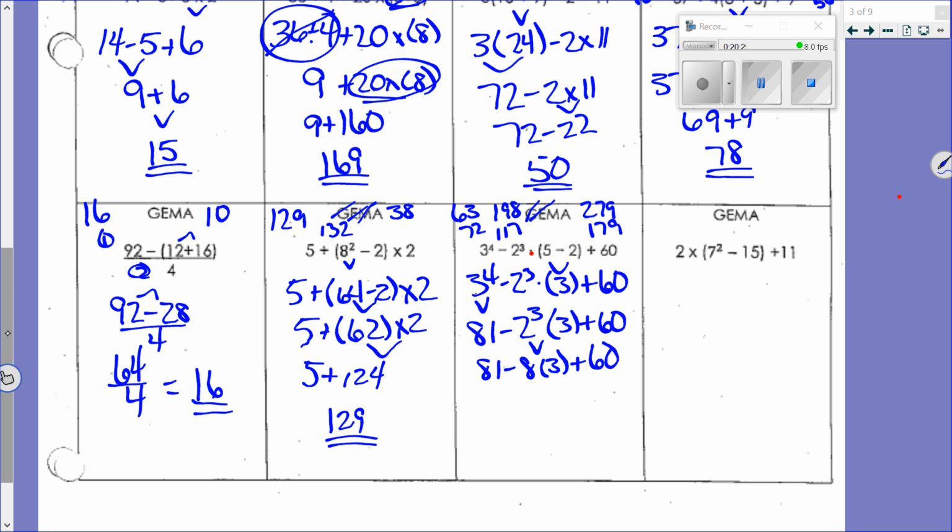Any multiplication or division? Yes, I do that one next. 81 minus 24 plus 60. Any additional multiplication or division? Nope, so that one's gone. Then we finish with addition and subtraction. Remember, it goes left to right. Addition does not come before subtraction unless it's to the left. So the first one I'm going to do is 81 minus 24, which gives me 57, plus 60 for a total of 117. So for all the rest of you, I hope you see where along the line you were able to make a mistake so you know what to fix.